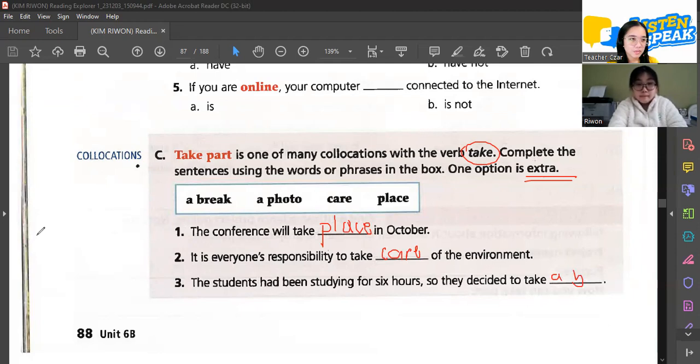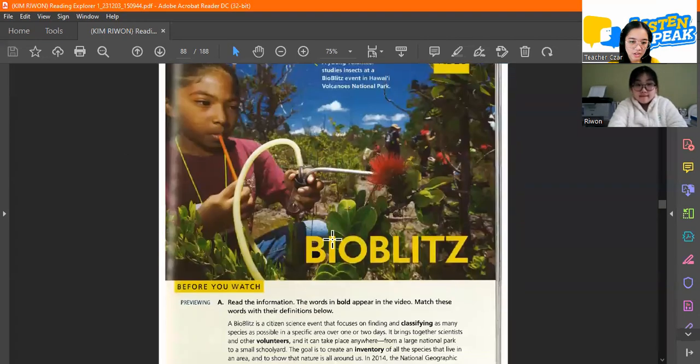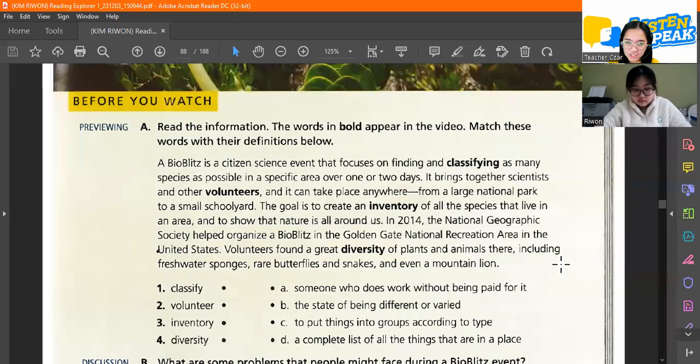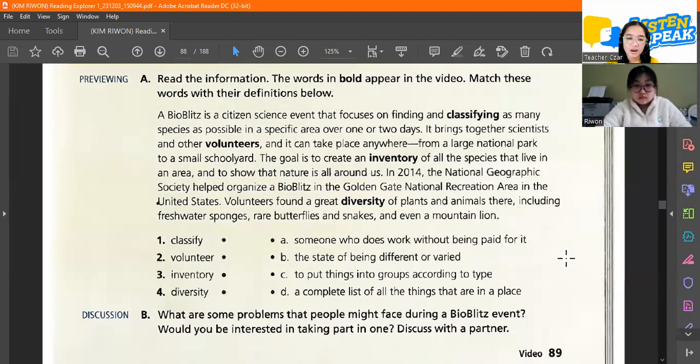Now, we will be moving on here. On this one, we will be having the bio blitz. All you need to do is to read the information, and after that, we will be having the meanings of every word that is in bold letters.